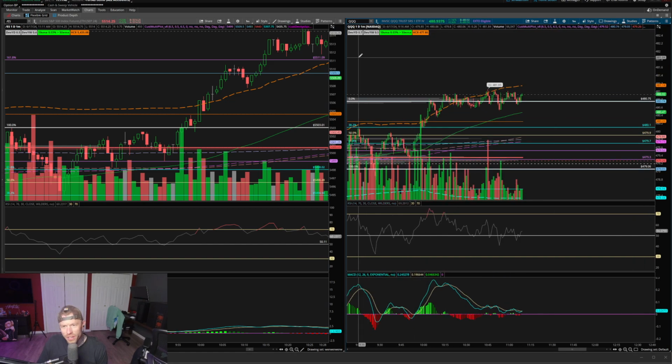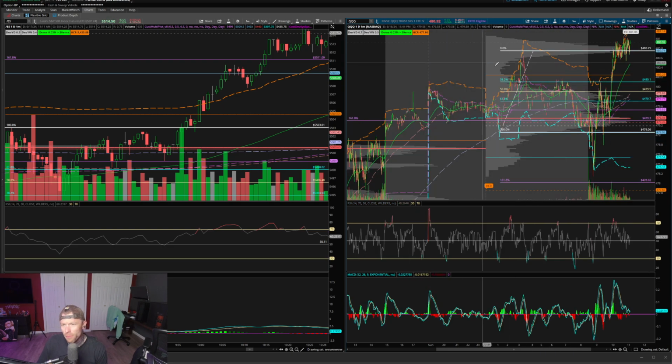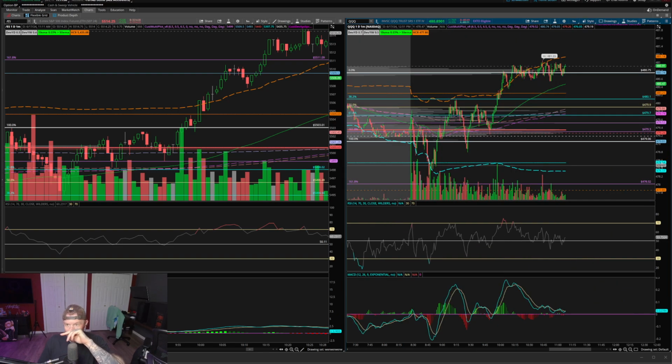So we're still right on that short level right here. We still want to see some shorts under 480.75 here on Qs as well. So that is the top of their pre-market. So I'd like to see it break back down to there.